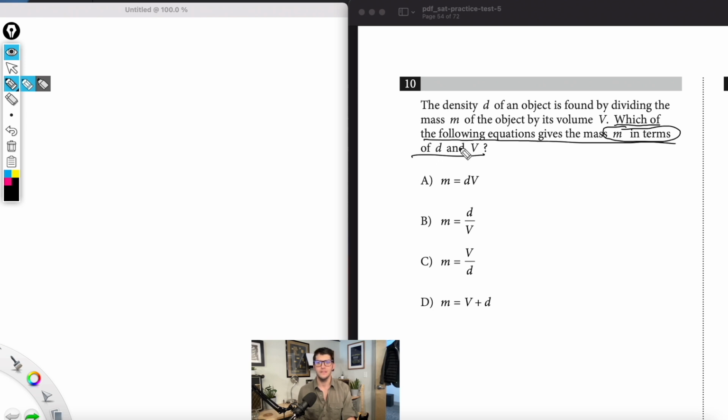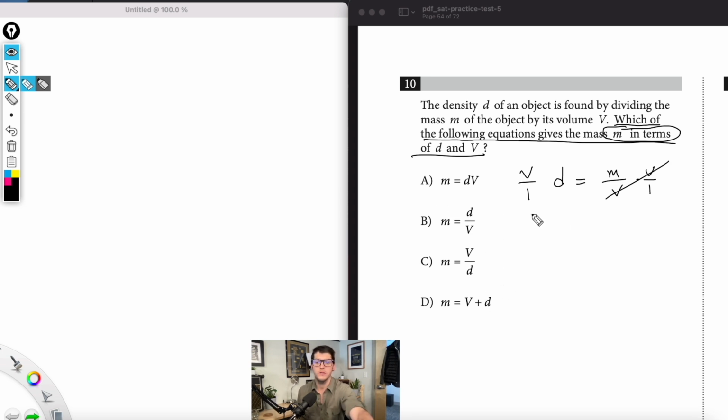So the density is found by dividing mass by volume. So of course, you can just get m by itself by multiplying both sides by v over 1. Right, so canceling those v's out, you get m equals v times d or d times v. So that's answer choice A.